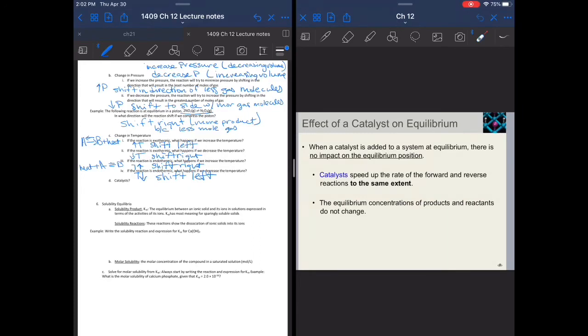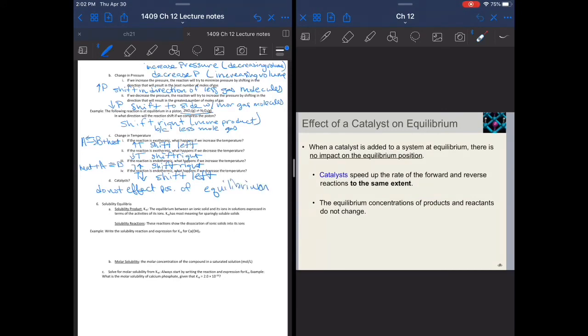Now, the effect of a catalyst. A catalyst affects rate. So catalysts actually aren't going to affect equilibrium. So catalysts do not affect the position of equilibrium.